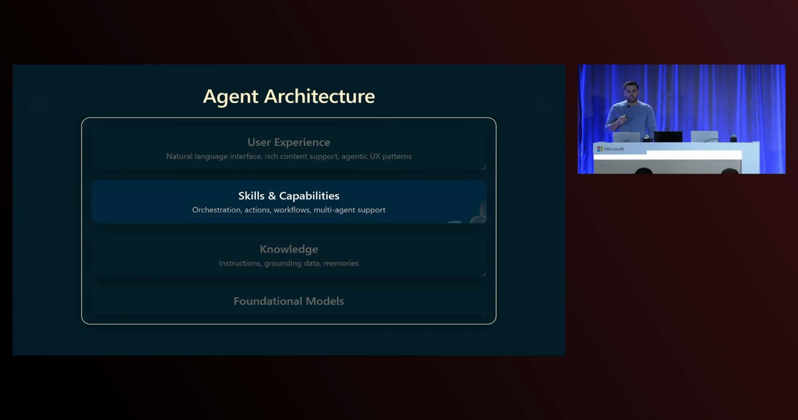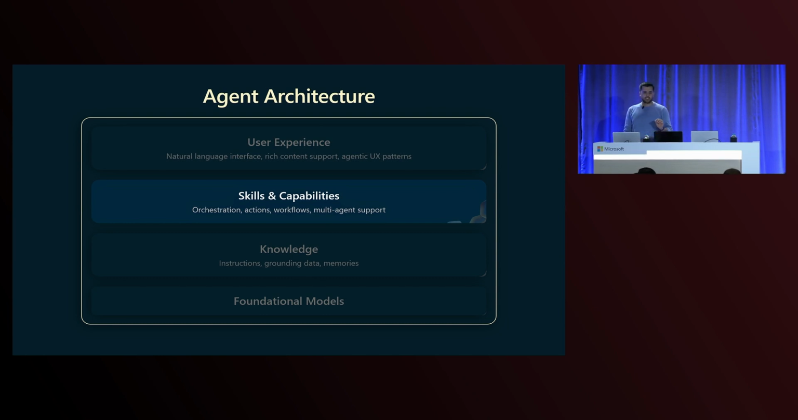OK, so that covers the experience layer, how your users interact, what kind of content they send, any new UX capabilities you want to enable. But now we're going to go a layer deeper. So if you want to build a useful agent, it's more than just how they talk. It's about what they can do, what can they contribute to my team.